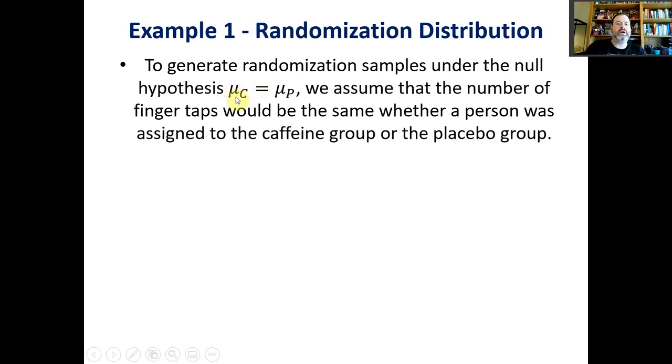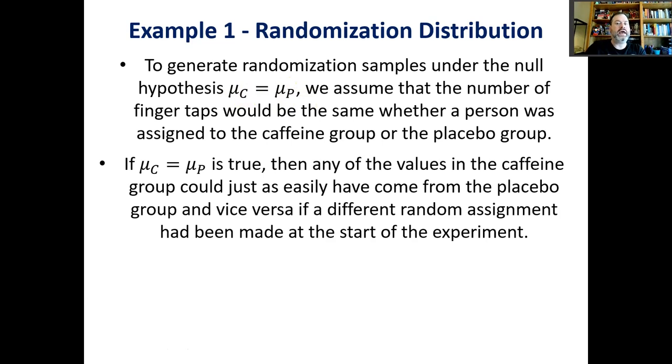If caffeine has no effect compared to placebo, then it shouldn't matter what group people were assigned to. Any of the values in the caffeine group could just as easily have come from the placebo group and vice versa, if a different random assignment had been made at the start of the experiment. So when you're testing some unknown drug or procedure, you imagine what would happen if we just mixed the groups up. What sort of sample statistics would we see?